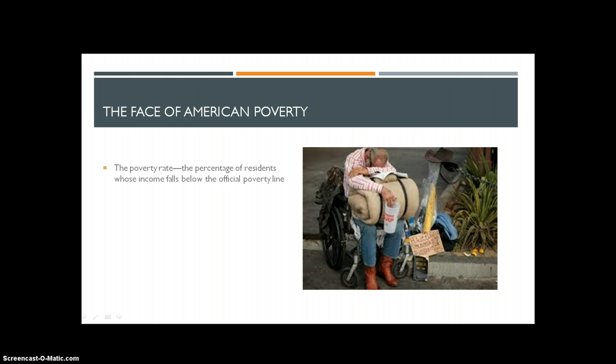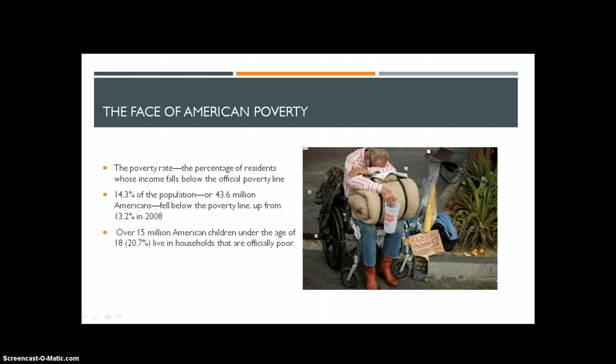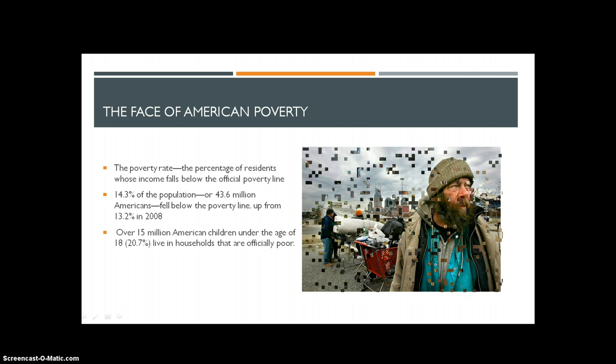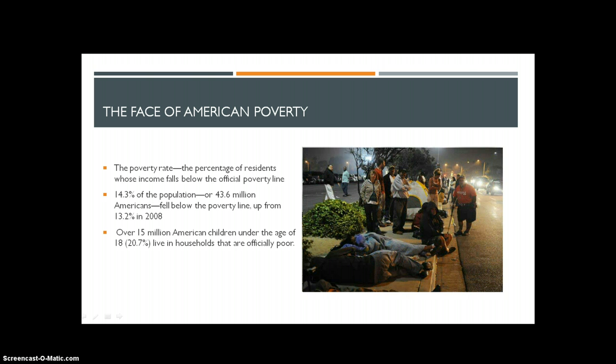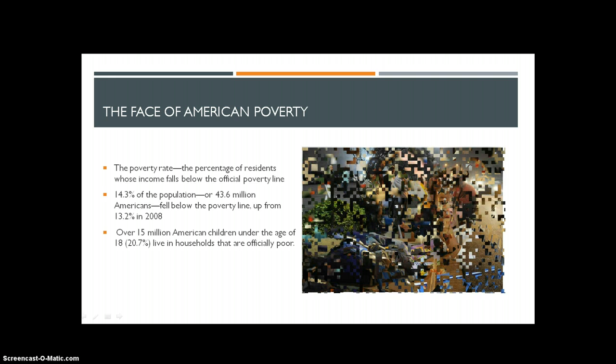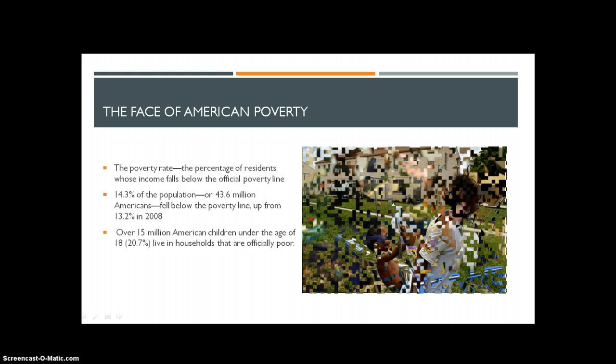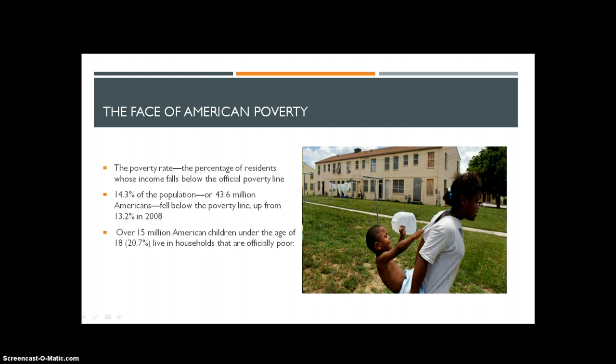And the faces of poverty are changing. Although racial and ethnic minorities are still the largest group in poverty, many in the United States would be surprised to know that there is a new breed of those impoverished, the families and children. 15 million American children under the age of 18, 20.7%, live in households under the poverty line.